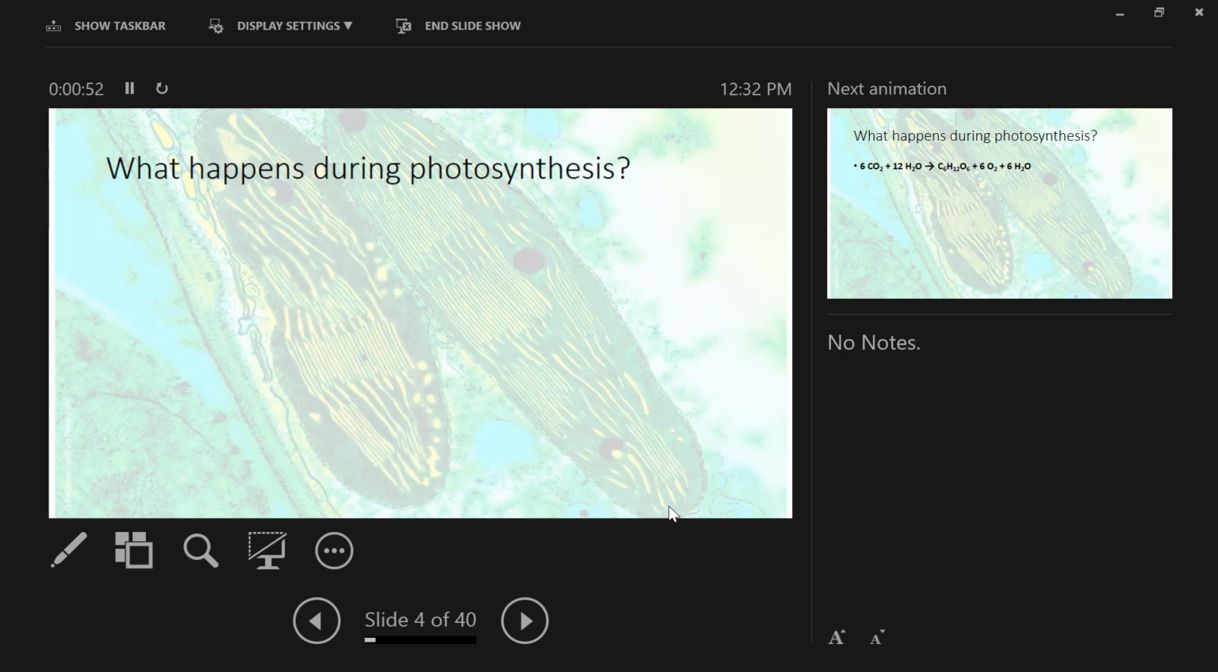So what happens during photosynthesis? Big picture. Here's the overall reaction of photosynthesis. 6 molecules of carbon dioxide and 12 molecules of water are used to generate one 6-carbon sugar, but actually photosynthesis only develops 2 3-carbon molecules. But then anyways, and then 6 molecules of oxygen and 6 molecules of water.